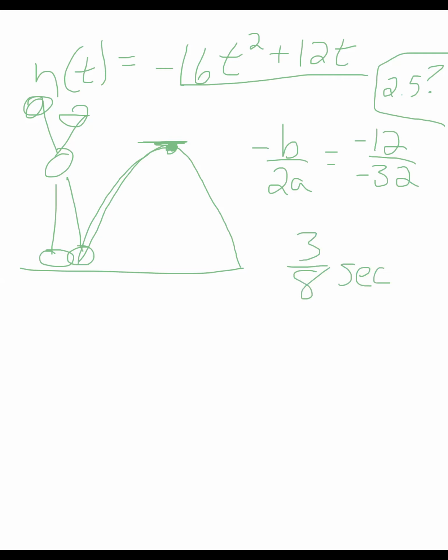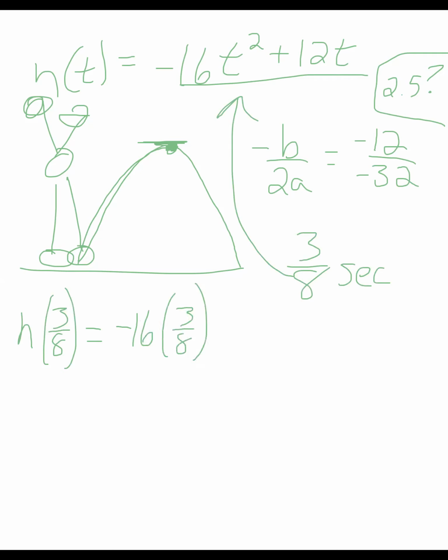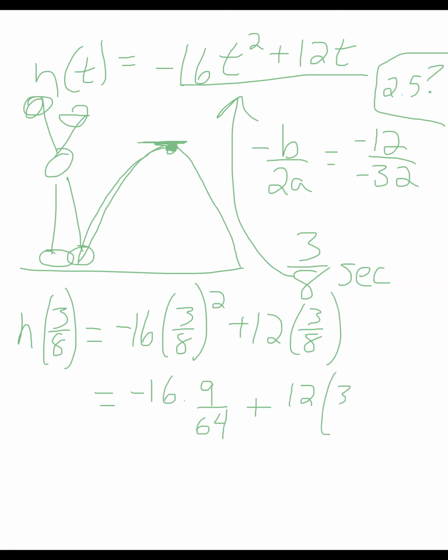I need to take 3/8 and now pop it back into this equation and see what comes out. So it's annoying that it's a fraction, but we'll figure it out. So we're going to find what is the height at 3/8. So negative 16 times 3/8 squared plus 12 times 3/8. Okay, so 3/8 squared is going to get me 9 over 64. And then 12 times 3/8.